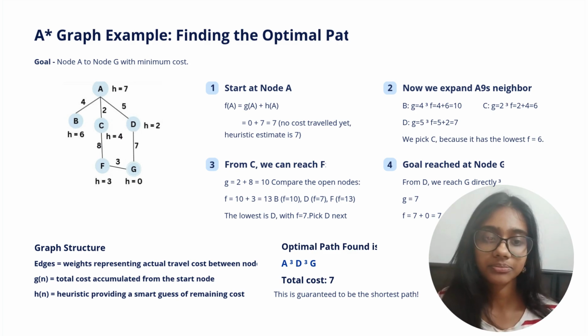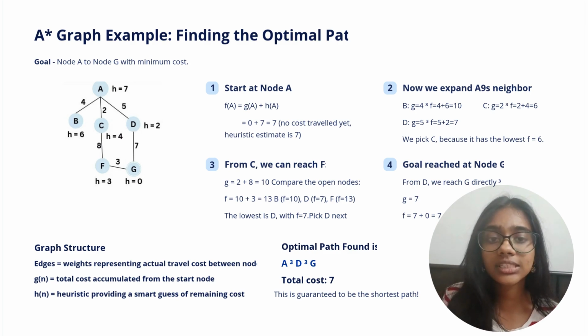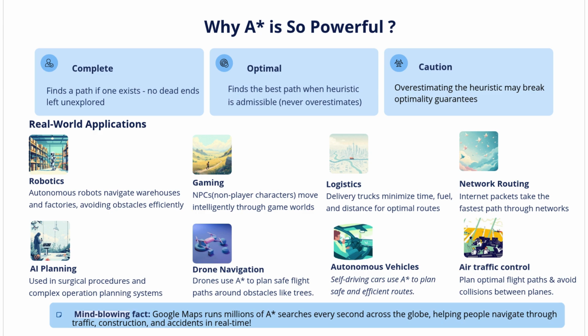That's our shortest path. Notice how A star chooses the path strategically. It never just guesses and it guarantees the shortest route. Now, the real question is why A star is so powerful? Well, that's because it's both complete and optimal. Complete meaning if a path exists, A star will find it. And optimal, that is, if your heuristic is admissible, meaning it never overestimates the actual cost, A star will always find the best path. But there's one catch: if the heuristic ever overestimates, A star might not find the best path.